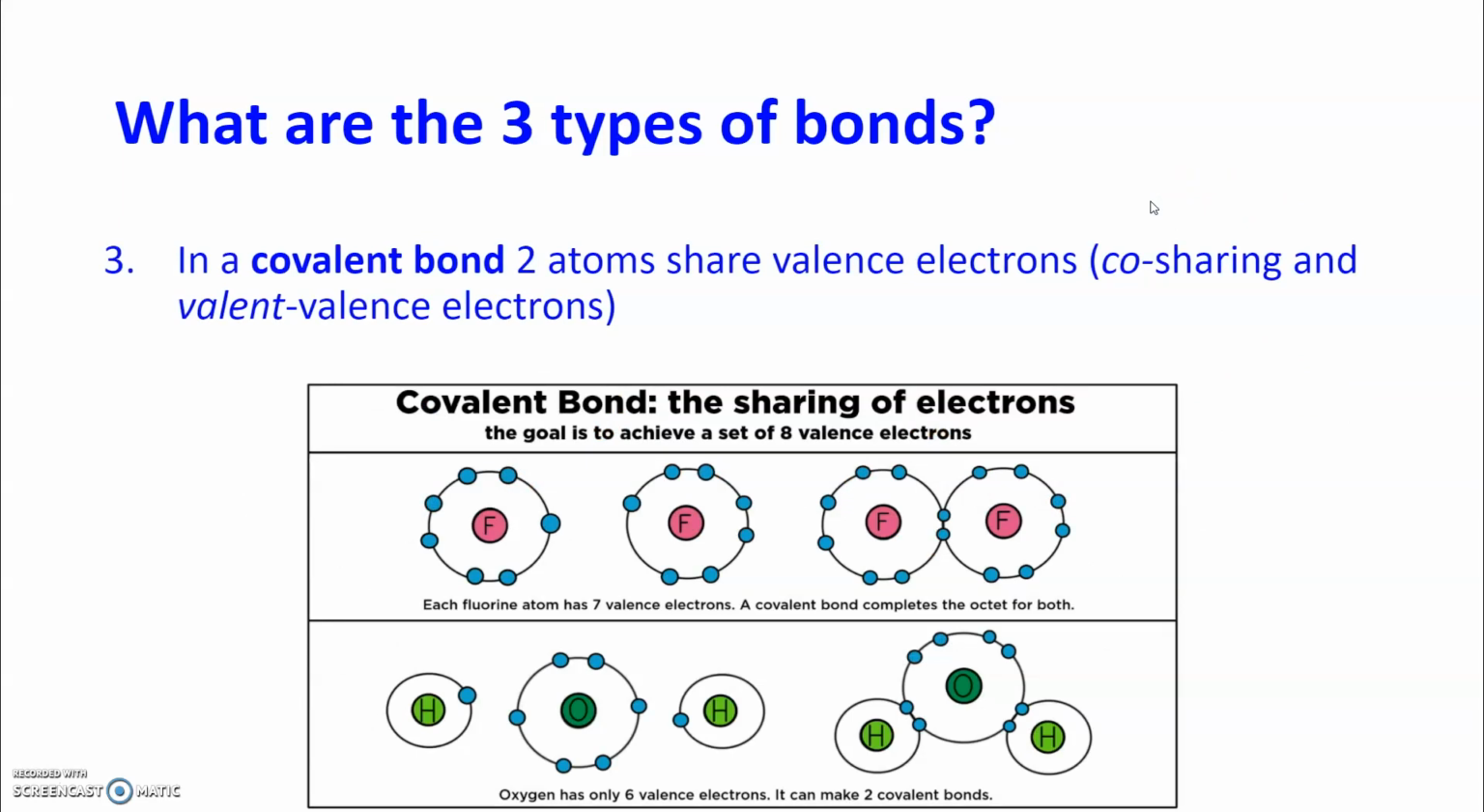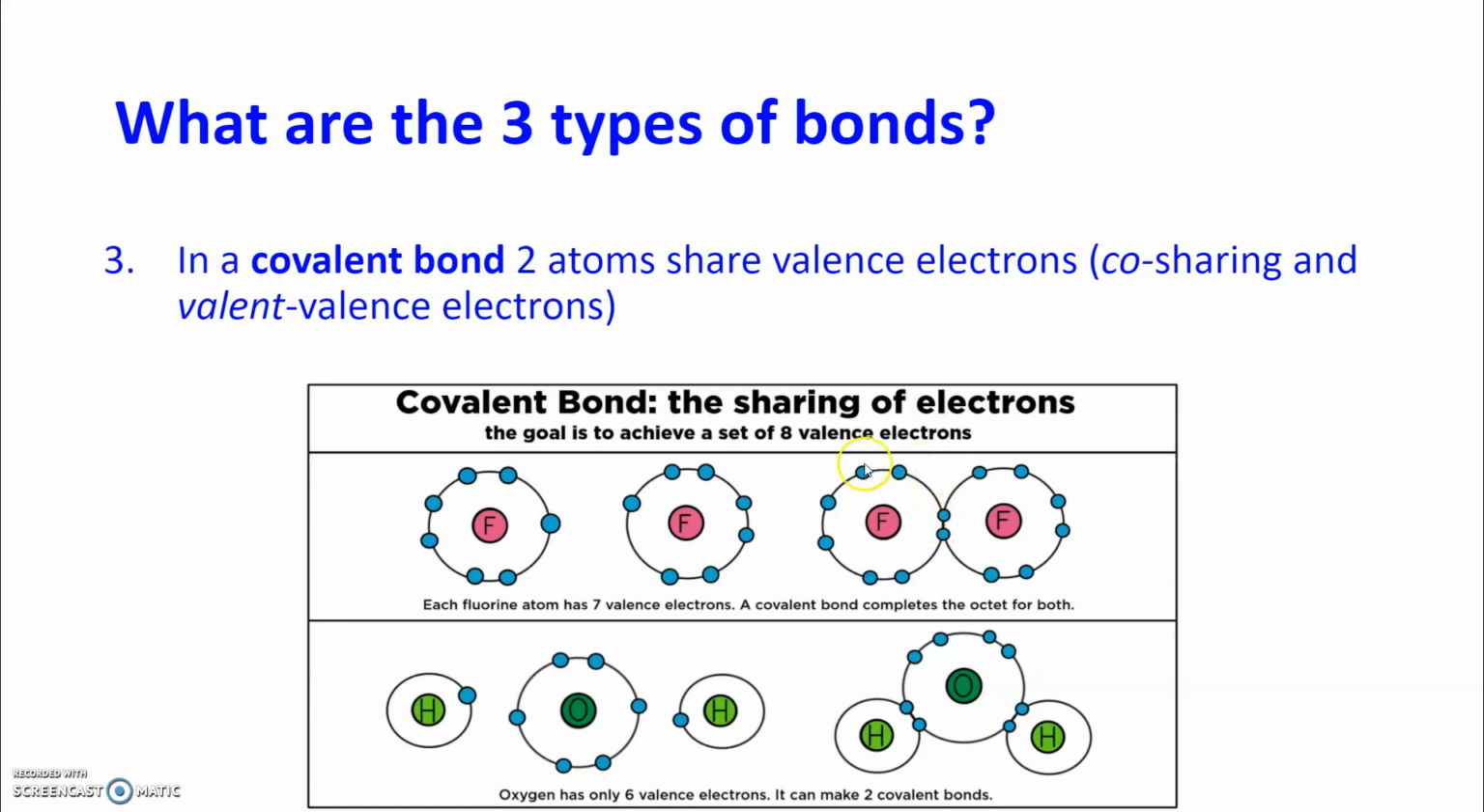Lastly, we have covalent bonding, which is where two atoms share valence electrons. So "co" is referring to sharing and "valent" is referring to valence electrons. For example, here you can see that the goal is to achieve a set of 8 valence electrons. So fluorine has 7 and this fluorine has 7. So if they decide to share, they can each pretend that they have 8.